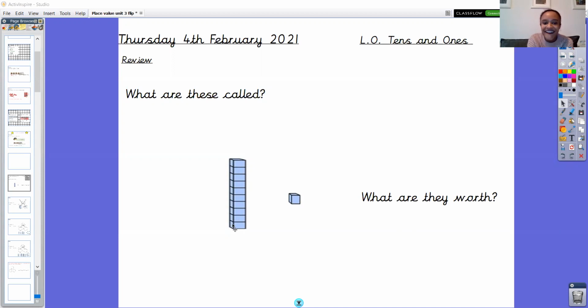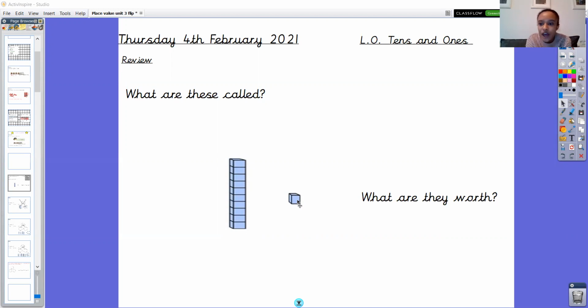Well done. So these are called Dienes, aren't they? They can also be called base 10 sometimes, and sometimes they can be called 10 sticks or tens and ones. So this here is worth 10, isn't it? And we know that when we see the long Dienes, it's just worth 10. We don't have to count each individual square. We could, but it would just tell us that there's 10. And then the little cubes, they are worth 1. So you've got our 10s and our 1s.